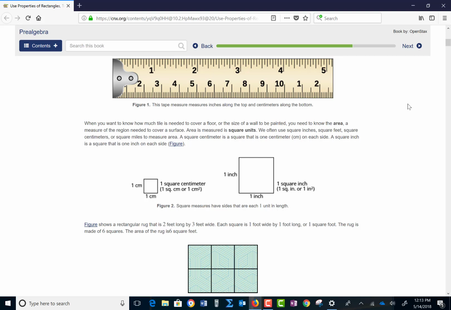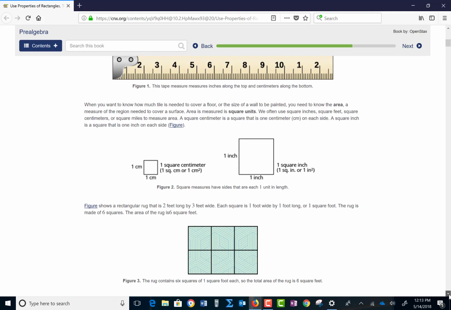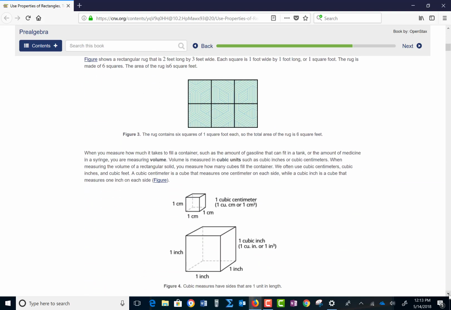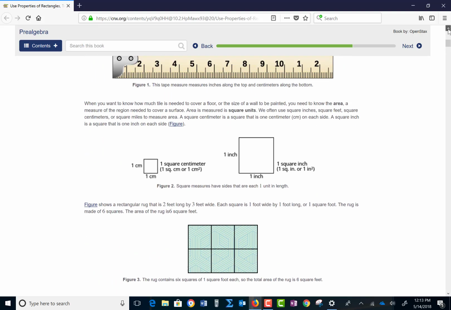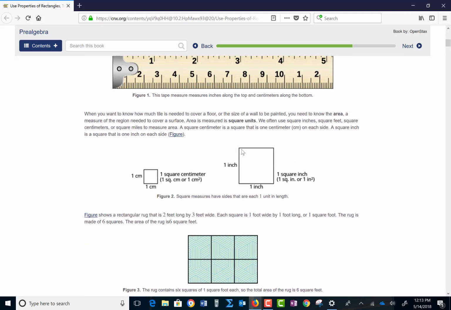and this section talks about linear measure, it talks about square units, it talks about volume, and you need to know the difference between those. Linear measure means that you are measuring something that is long. So perimeter is a linear measure. If you're measuring the surface of something, like if I were trying to cover this square, that's area.